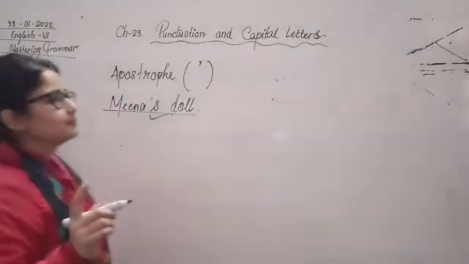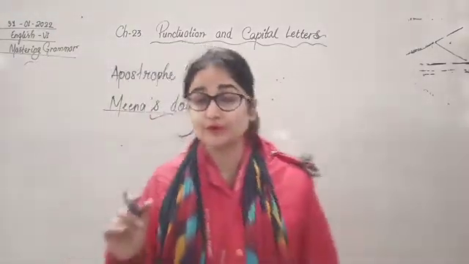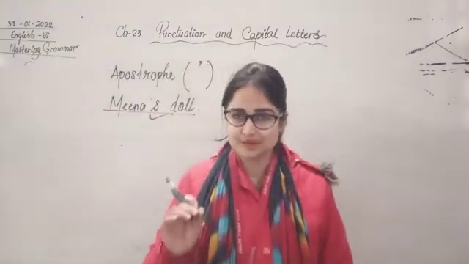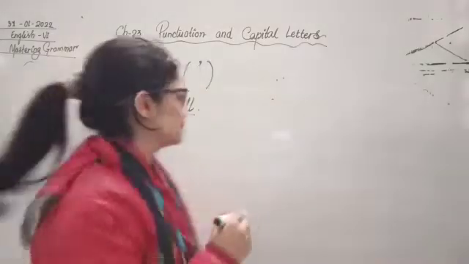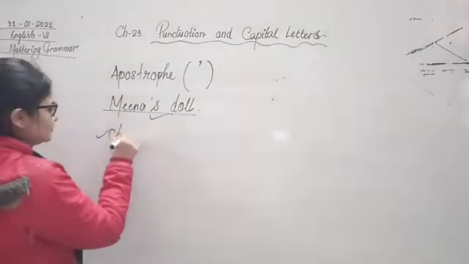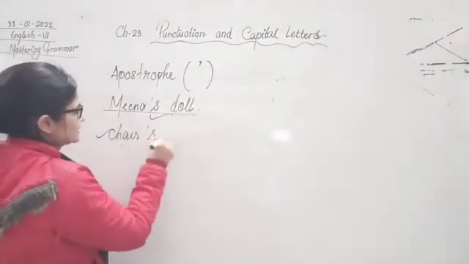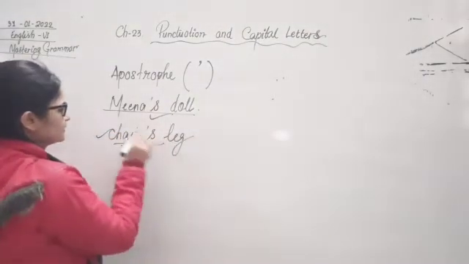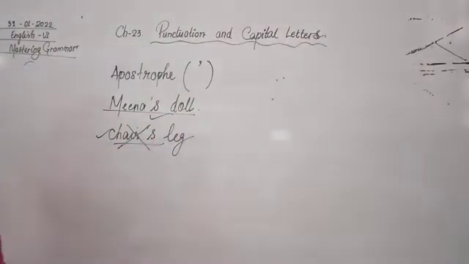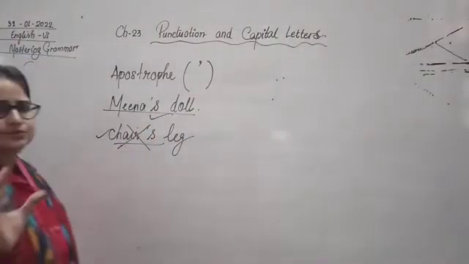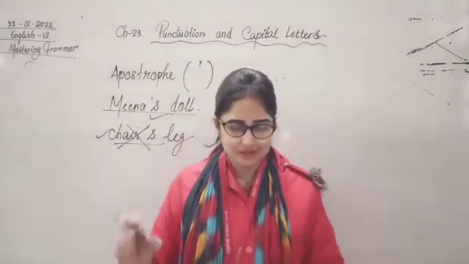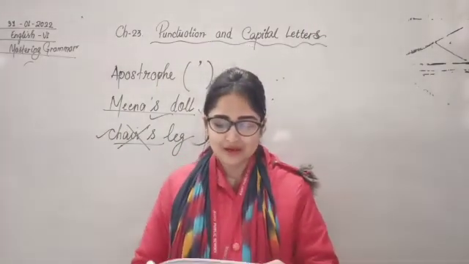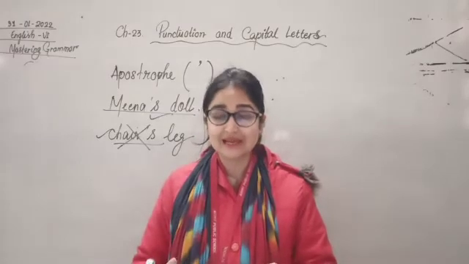But children, remember, we can use this apostrophe only with living things, and not with, like, chair's leg. You cannot write chair's leg, because chair is a non-living thing. We don't use it with non-living things. This apostrophe has to be used with living things only. So see here, Mina's doll, children's toys, lady's bag.